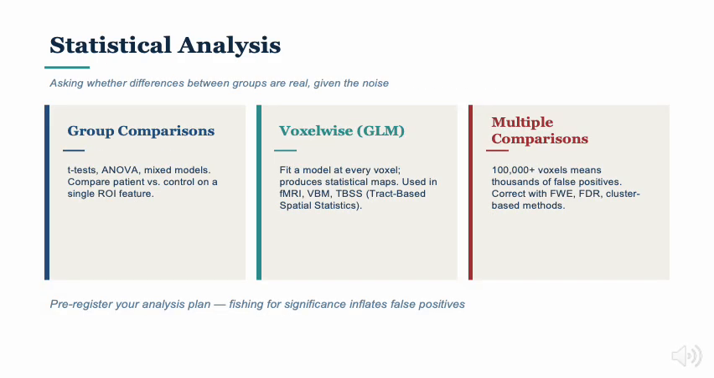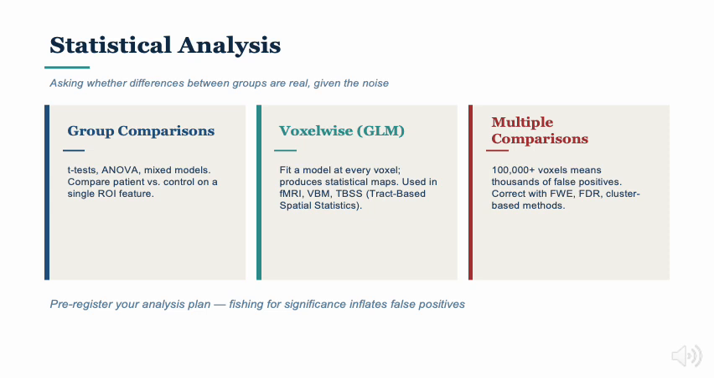Once we have numbers, statistics ask whether group differences are real or noise. Group comparison includes, as an example, t-test, ANOVA, and mixed model, and it helps us to compare patients versus controls on a single region of interest.